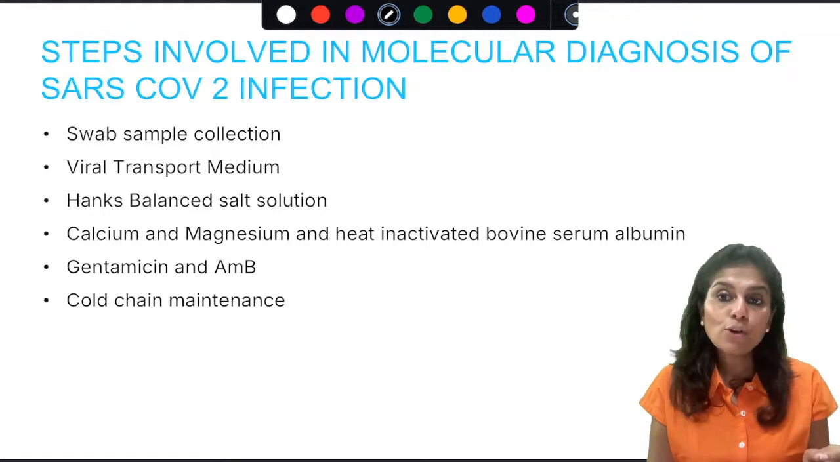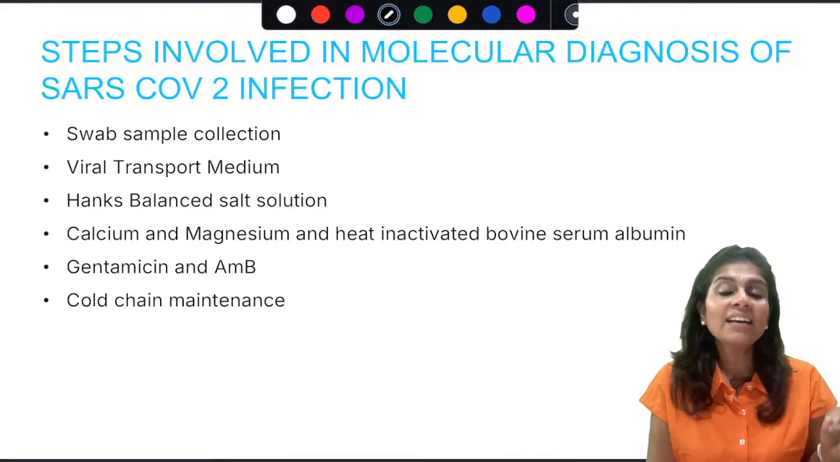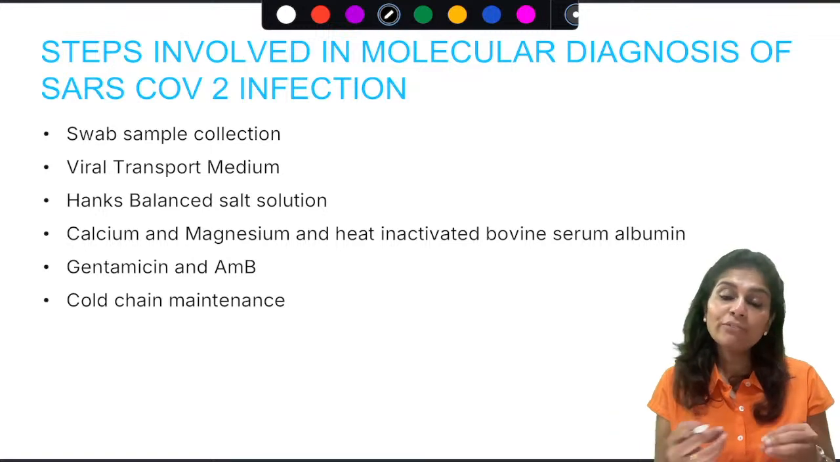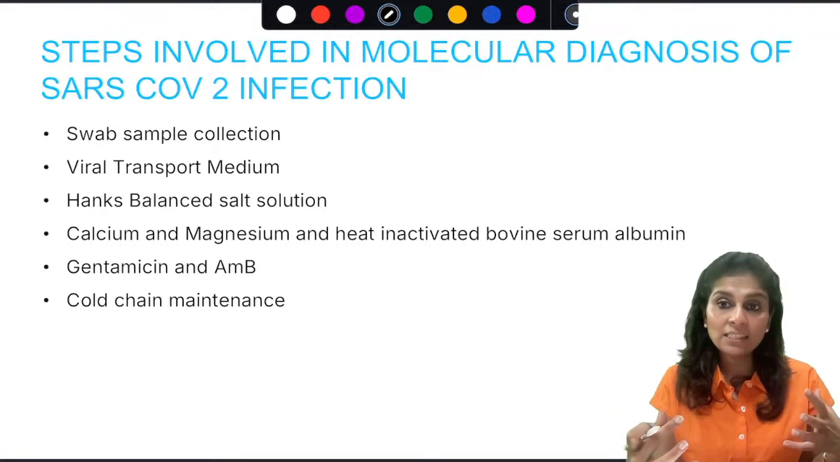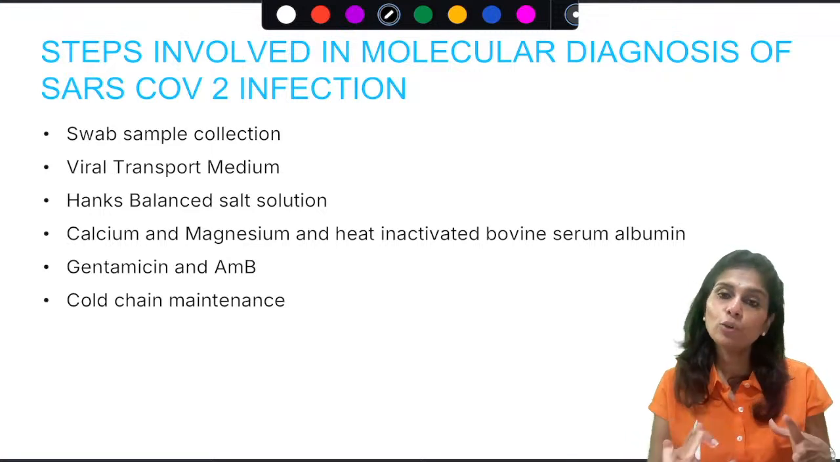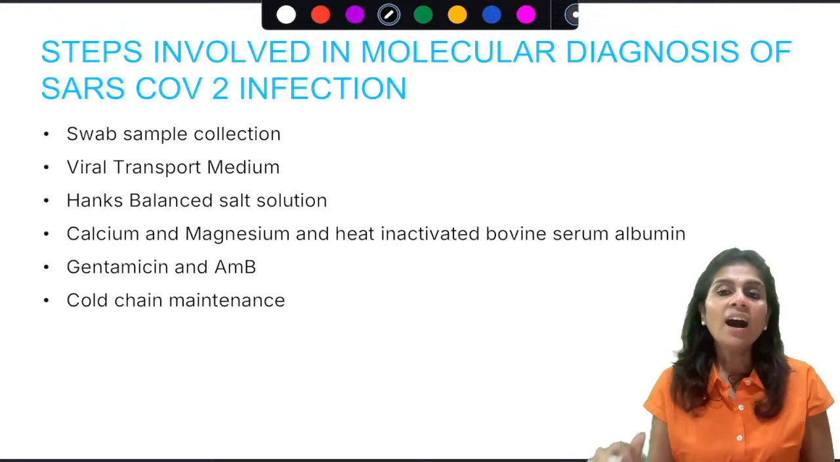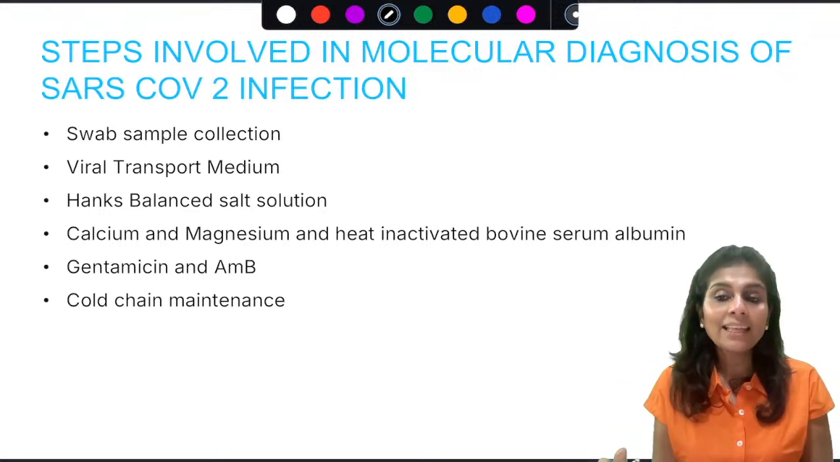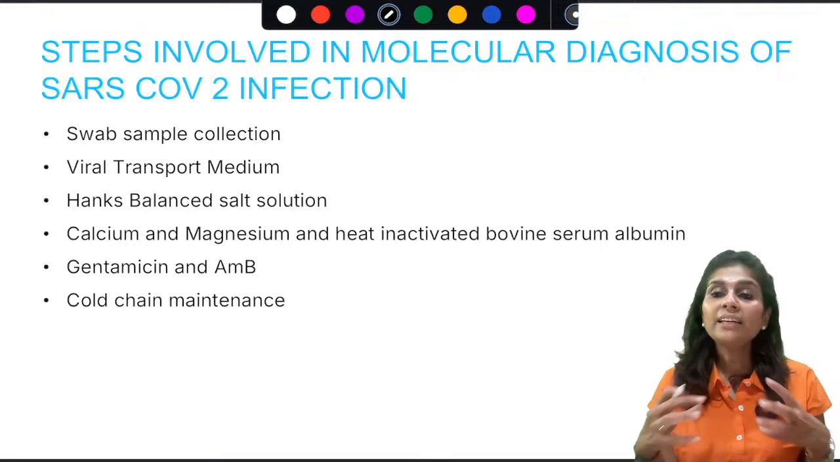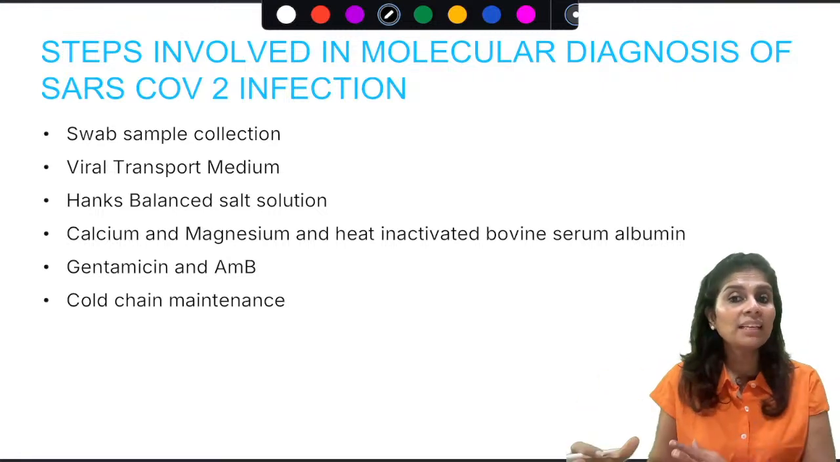And the reason for cold chain maintenance is we are handling an RNA virus. So by mistake, on the way, if the virus undergoes lysis, RNAs come out. RNAs are very labile and that will cause false negative reports. So you have to maintain cold chain so that the virus does not undergo lysis until it reaches the lab.